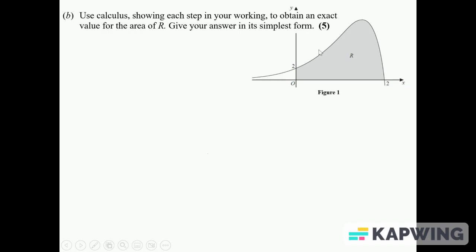The next part says use calculus, showing each time you're working, to obtain an exact value for the area, give your answer in its simplest form. So we're going to integrate (2 minus x) e to the 2x between 0 and 2. Here's the integration by parts. You get that in the formula book.